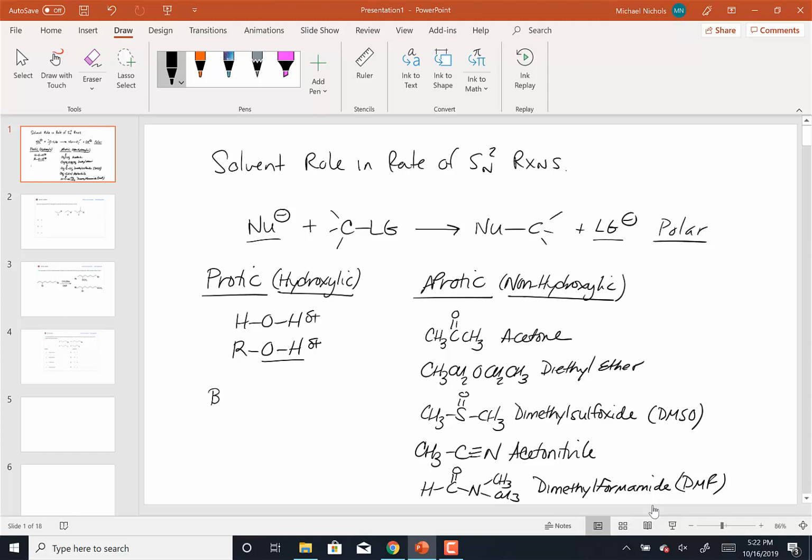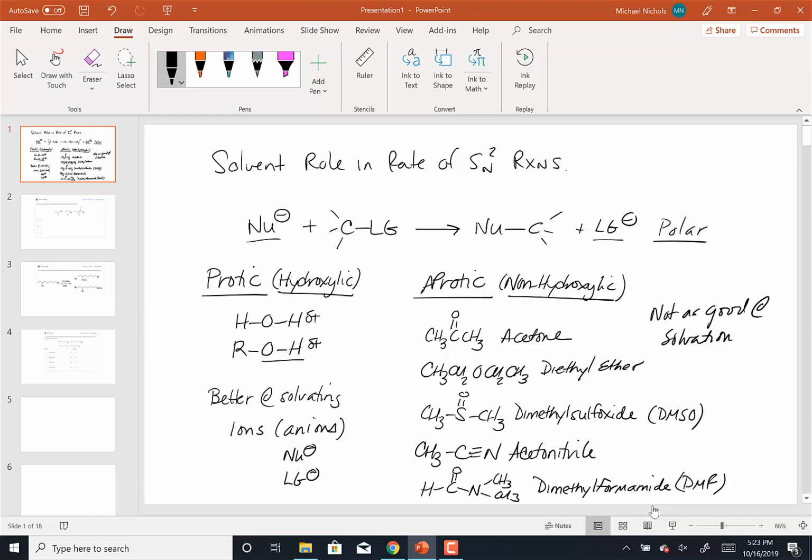Protic solvents are much better at solvating ions. And in this case, we're talking about anions like the nucleophile and the leaving group. Aprotic solvents will solvate them as well, but they're not as good at solvation.